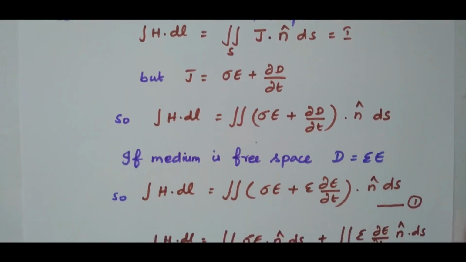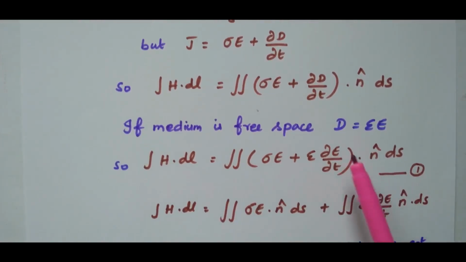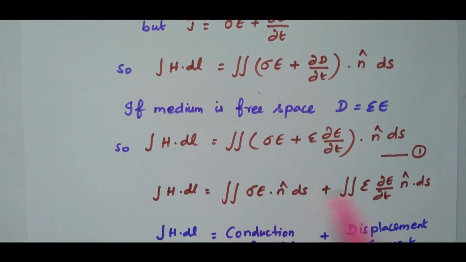If the medium is free space, we can replace D with epsilon E. The D available here can be replaced as epsilon into E. So integral H dot dl equals sigma E plus epsilon dE by dt, where dD by dt is now replaced with epsilon dE by dt, into n cap ds. That can be split into two terms.